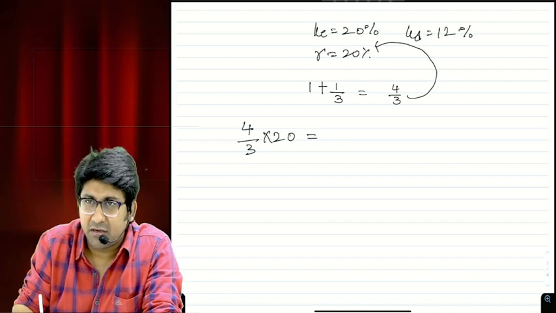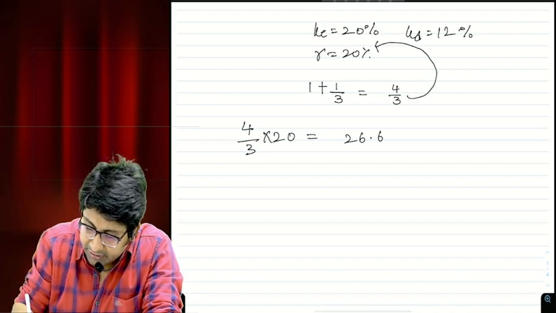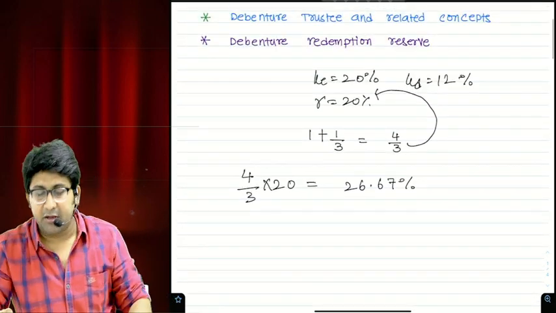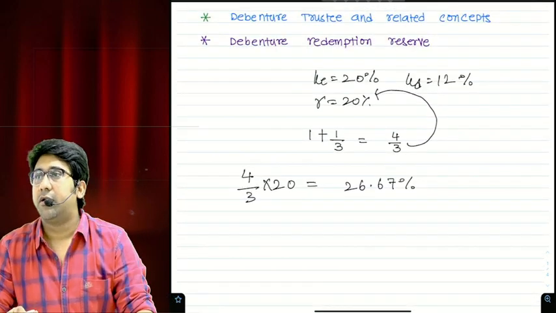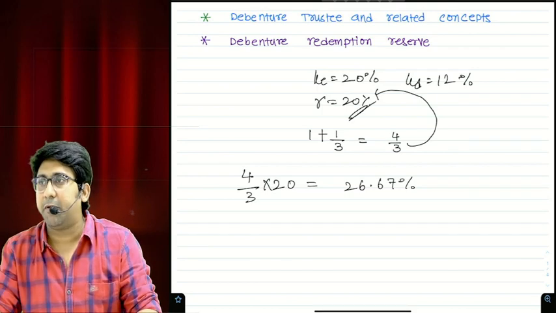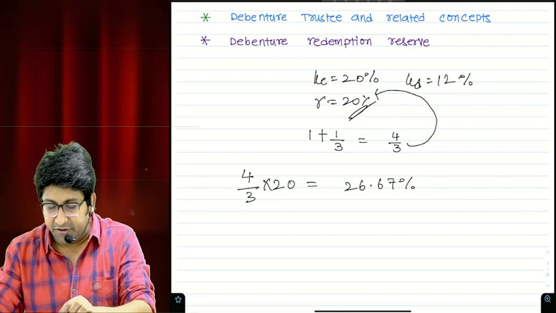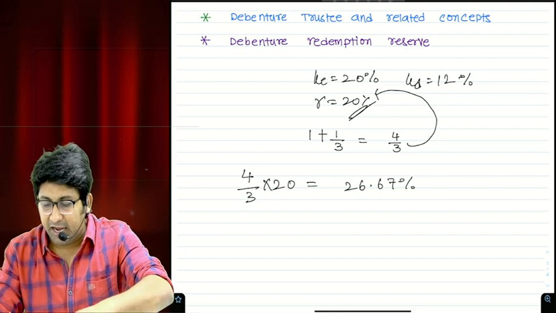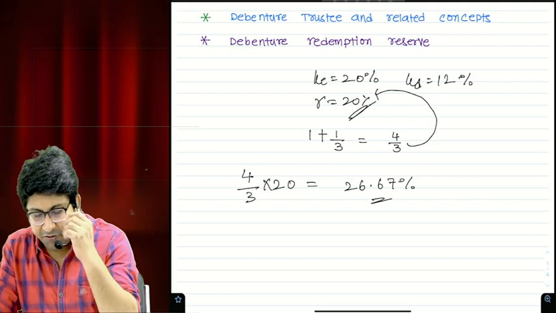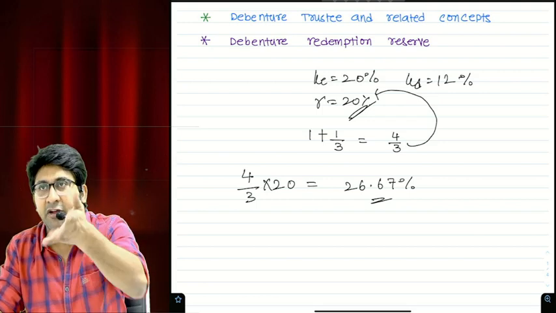Fast. 26.67%. Clear? Now tell me, 4/3 amount. The company invested at how much percent return? 20%. Now please follow here. With this 20%, I achieved how much return? 26.67. If you invest 20 rupees, you should get 20.